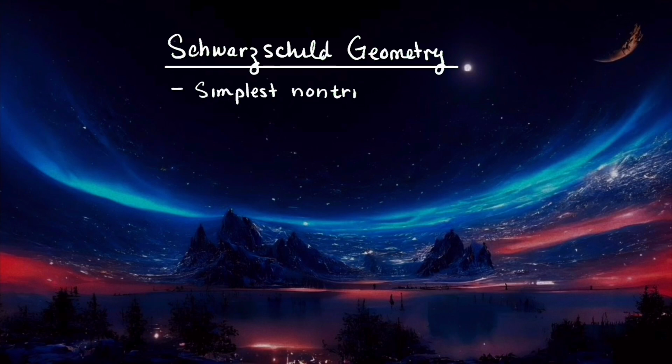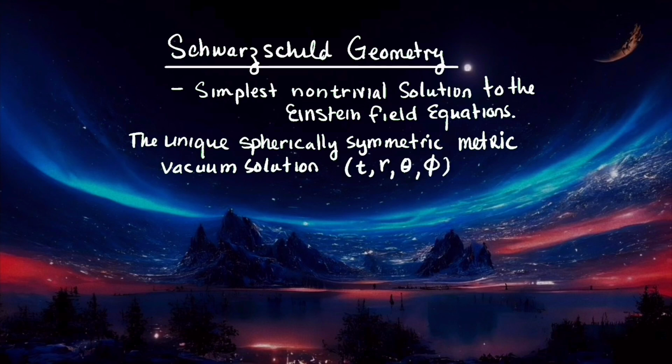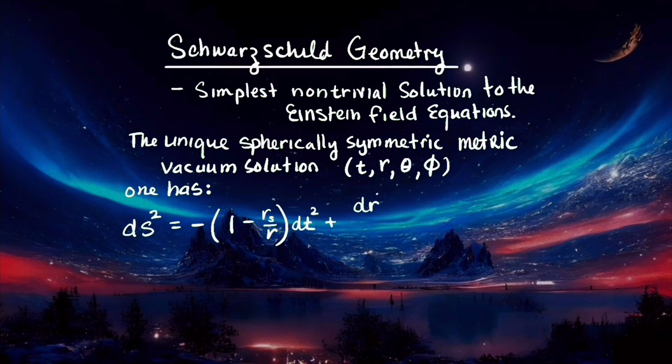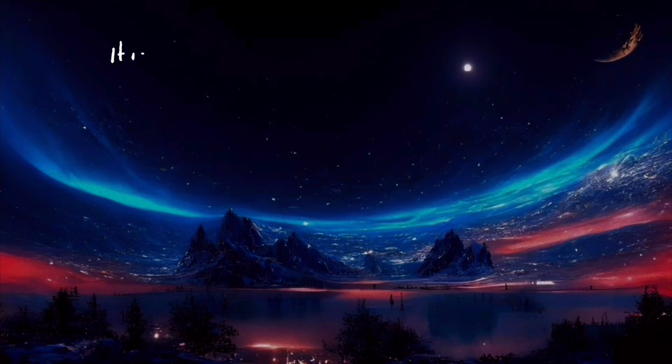So now one considers the Schwarzschild geometry, which is the simplest non-trivial solution to the Einstein field equations, the unique spherically symmetric vacuum solution, with the coordinates t, r, theta, and phi. One has the line element given by this, the Schwarzschild metric, with r sub s being the Schwarzschild radius, the point at which a black hole forms. One can think of the Schwarzschild radius as the event horizon.